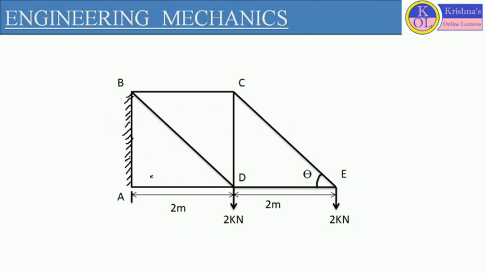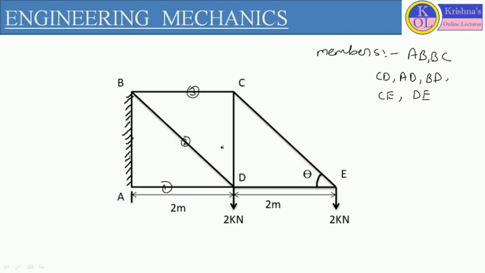Here we are considering members like AB, BC, CD, AD, BD, CE and DE. These terms are representing the members. So how many members do we have? I'm going to write here for this particular truss. We have 1, 2, 3, 4, 5, 6, and this is our 7th member.